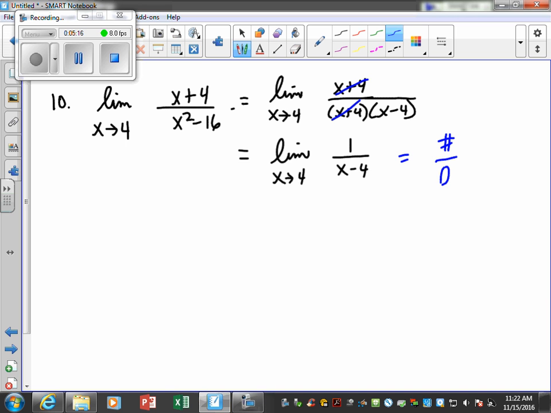If you get a number over 0, that gives us infinity, and then it's going to be positive, positive, so you have infinity, which does not exist.